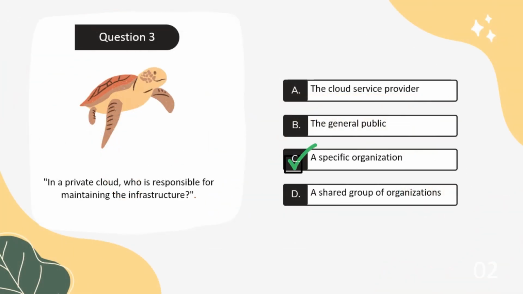Third question is, in a private cloud, who is responsible for maintaining the infrastructure? First option is the cloud service provider. Second one is the general public. Third one is a specific organization. And the last option is a shared group of organizations. The correct option is C, a specific organization.